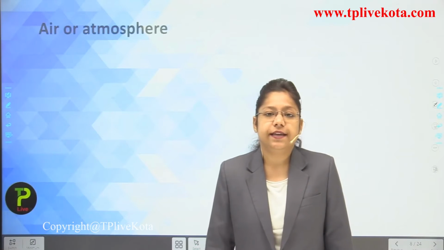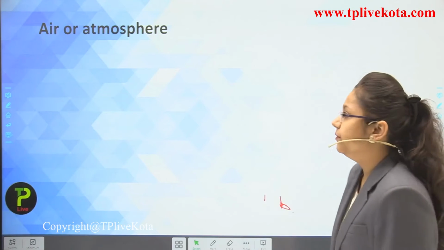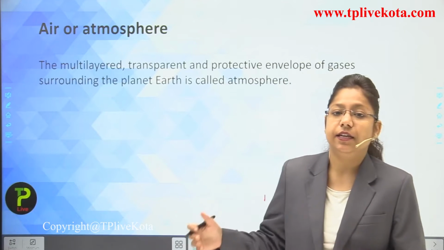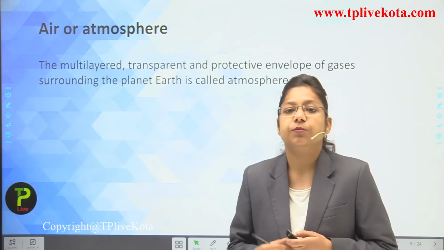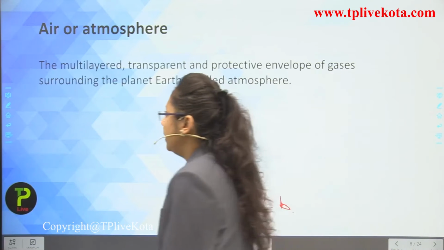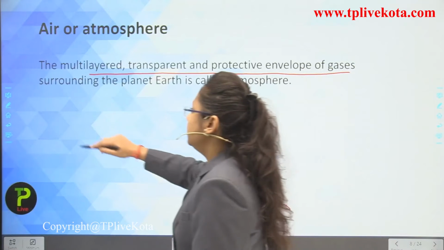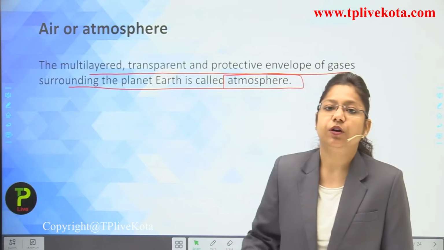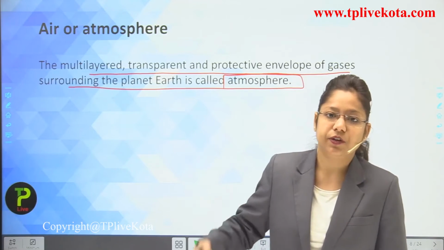So now students, as we have watched the video about the layers of the atmosphere, now we are going to understand in very much detail about the air or the atmosphere, how the different layers of the atmosphere are present, what the atmosphere is, and how it protects us from the different harmful radiations that are entering the surface of the Earth. So let us see. The multi-layered, transparent and protective envelope of gases surrounding the planet Earth is known as the atmosphere. Okay, multi-layered, why? Because 3 to 5 layers are present around the Earth's surface that protect us from different cosmic rays.